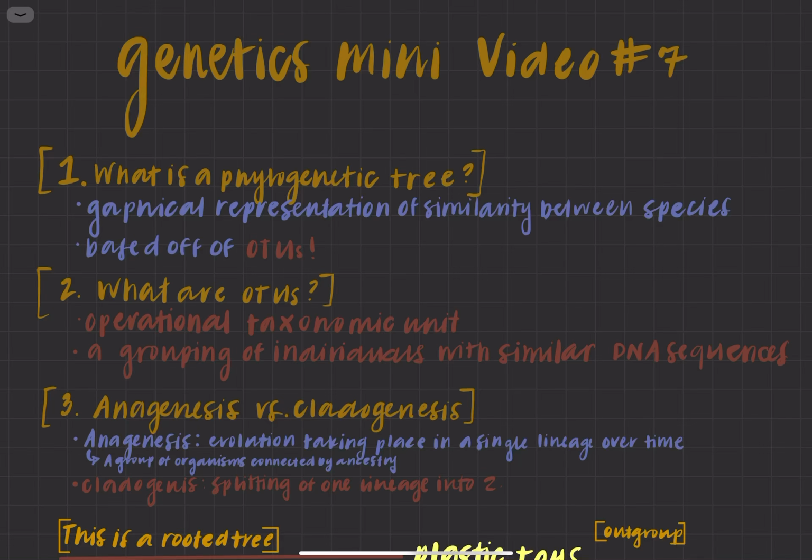is considerably similar. And so two terms which are prevalent to evolution are anagenesis, which is evolution taking place in a single lineage over time, so this would be a group of organisms connected by ancestry, and cladogenesis, which is the splitting of one lineage into two, and so these two branches would no longer have a common gene pool and they would evolve independently of each other.